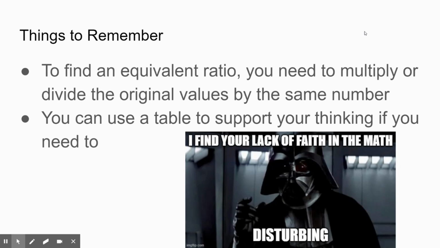So things to remember from this video, if you don't remember anything else. To find an equivalent ratio, you need to multiply or divide the original values by the same number. If you want to multiply both of them by 2, great. If you want to multiply them both by 3, fantastic. If you want to divide them both by 4, amazing. It doesn't matter as long as you do the same thing to both numbers. Finally, you can also use a table to support your thinking if you need to. Totally optional, but it's not a bad idea. And we're going to be using them in our next video to compare 2 different ratios, so definitely a useful thing to know how to do.